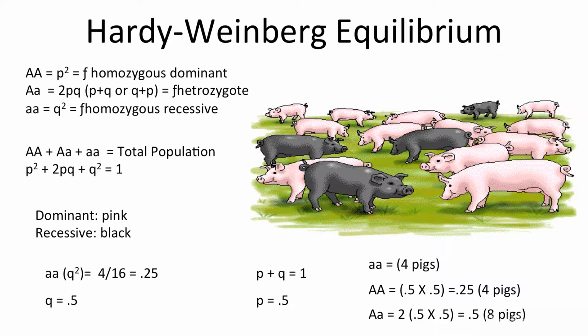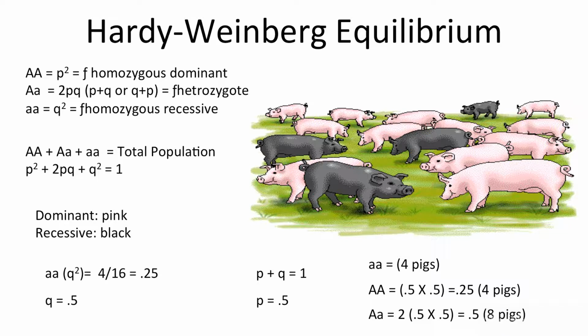Once you know the frequency of q, then you automatically know the frequency of p, because p plus q equals 1. Right? So you do simple math, p equals 0.5. This is a very simple, very idyllic population here. Once you know p and once you know q, now you can estimate what the actual frequency of homozygous dominants and heterozygotes are in this population.